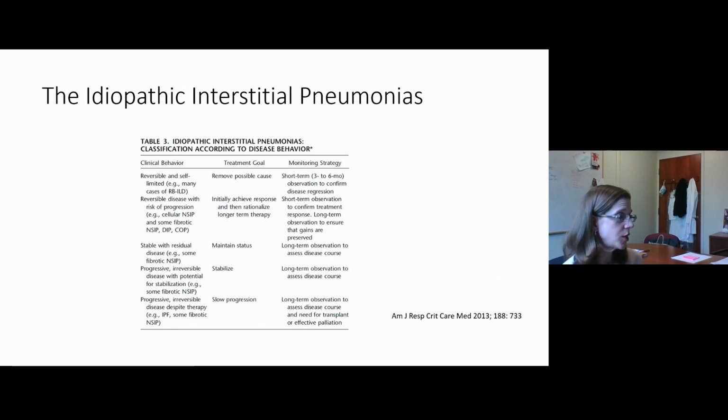They also suggest that you could categorize these diseases based on their natural history. So we know that IPF is progressive and irreversible, and although we now have treatment options, these treatments do not reverse the disease, they just slow the progression.